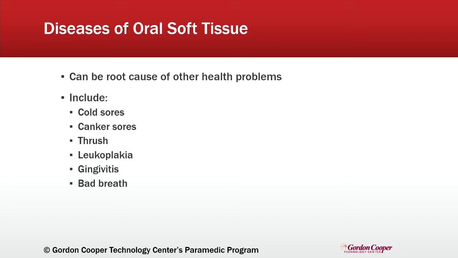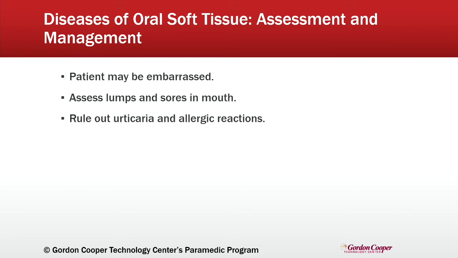Issues with oral soft tissue can be the root cause of many other health problems. Gum disease has long been linked to heart disease, stroke, diabetes, osteoporosis, and even low birth weight in babies. Common mouth disorders include cold sores, canker sores, oral candidiasis or thrush, which is a yeast infection, gingivitis, and even bad breath, all linked to those soft tissue or oral diseases. Patients oftentimes may feel too embarrassed to talk about their mouth conditions, so be mindful of that.